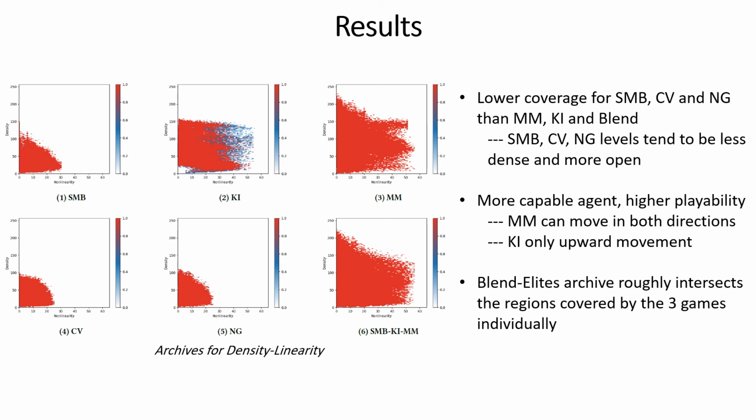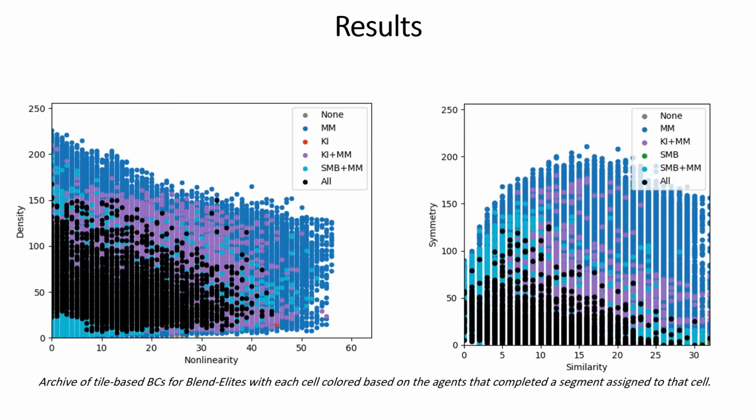And there are similar comparisons made in the paper for the symmetry similarity BC, but the overall point here is that using MAP-Elites lets us compare different games in terms of specific behavior spaces and arrive at these types of insights. And as mentioned before, we also wanted to analyze the archive for the blended domain in order to see if different regions corresponded to different combinations of games being blended.